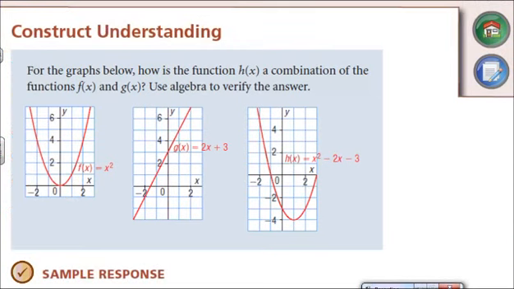Okay, we've got f of x in the first graph. We've got g of x in the second graph. We've got h of x in the third graph. And it says, how can we get this last graph by combining the two previous graphs together?